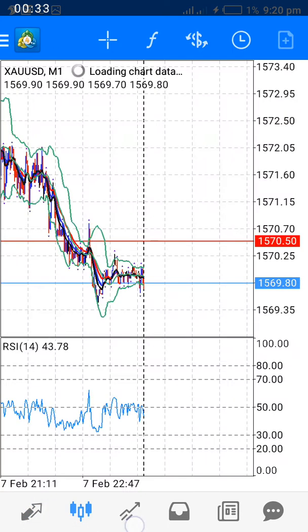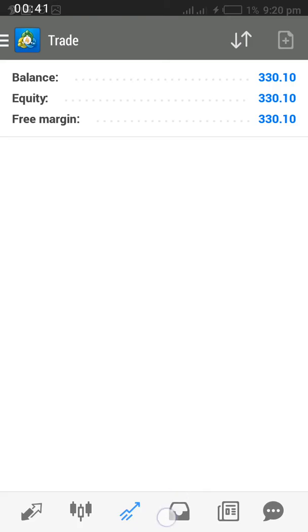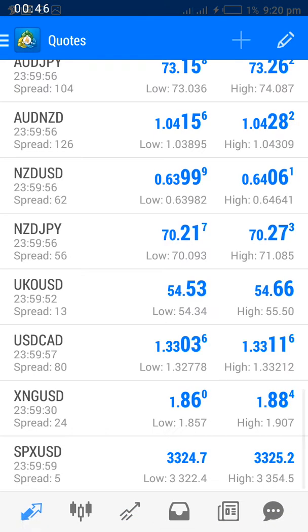I've launched it. You can see these tabs, 1, 2, 3, 4, 5, 6. This arrow, can you see this one? So the first one is called the quote.